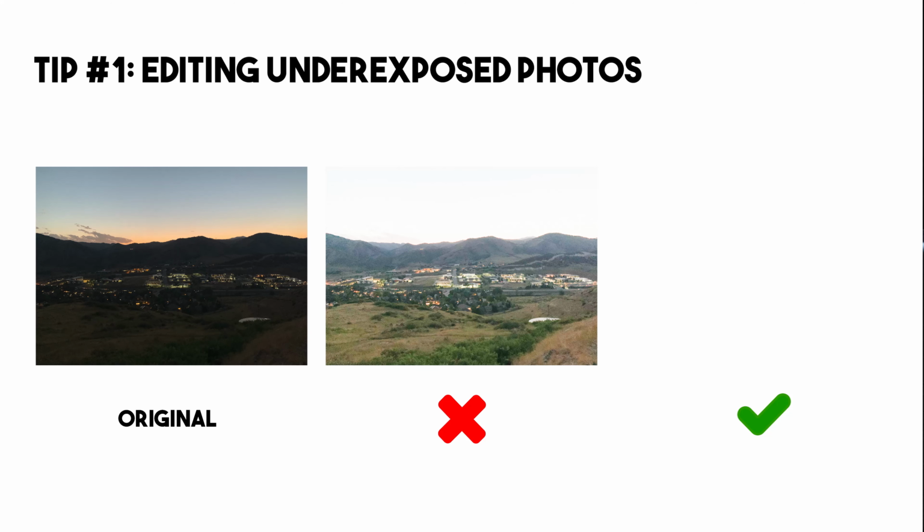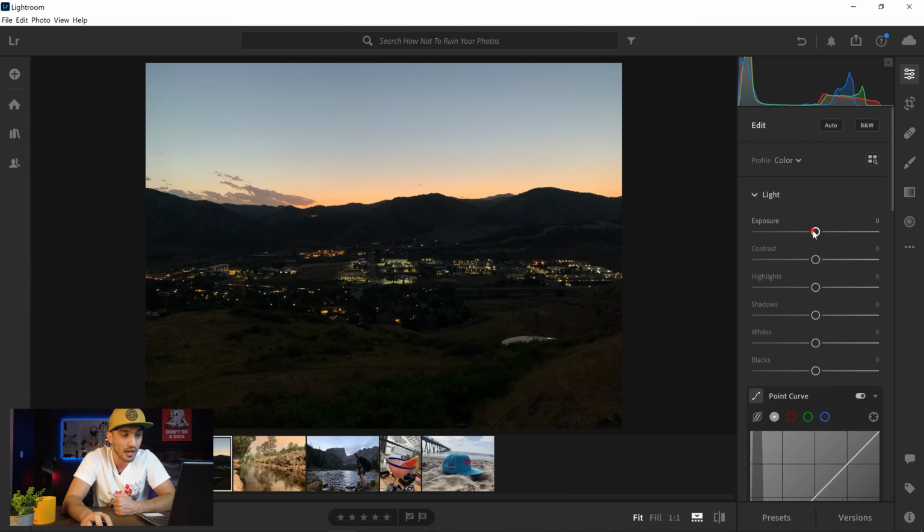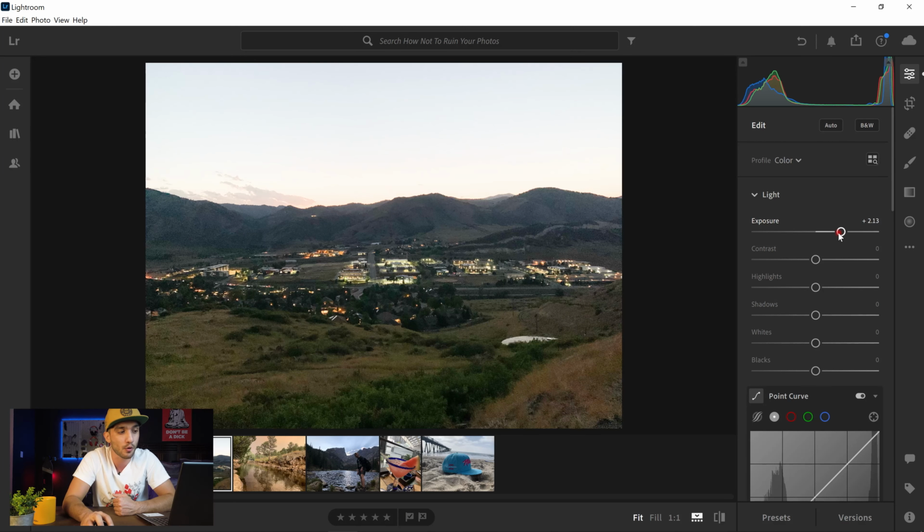All right, so tip number 1. Let's say you have an underexposed photo. Underexposed photos are photos where you didn't have enough light exposure when you were taking the photo. So the wrong way of doing it is going to the editing section and just straight increasing your exposure.